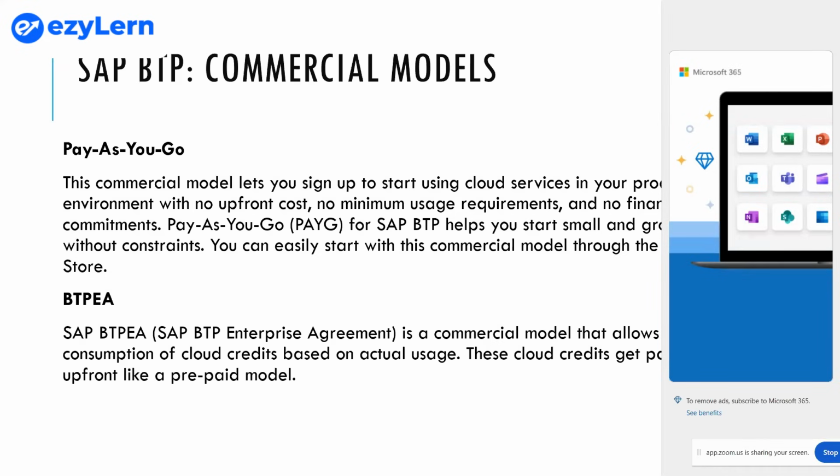Then you have BTP EA. Now, SAP BTP EA means enterprise agreement. So, what does this mean? You get access to all services available under BTP EA and you configure them in your global account with just one contract. This will include new features or innovations available after the contract signing date.